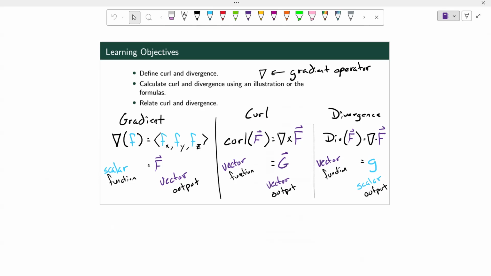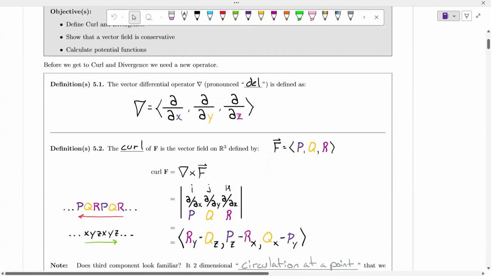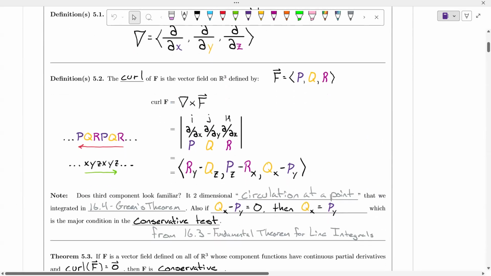We just talked about the first 2. The gradient, the one we already knew, operates on a scalar function and has a vector output. The curl, again one that we just talked about, applies to a vector function and gives a vector output. And then the divergence, which we'll look at in a minute, is going to be the dot product, and it's the simplest of the 3. A vector function is an input, but it outputs a scalar.